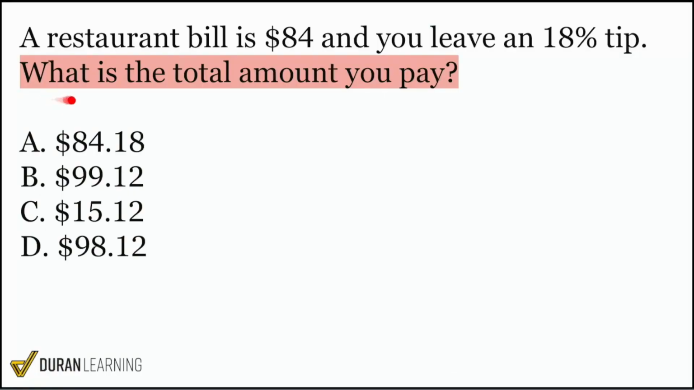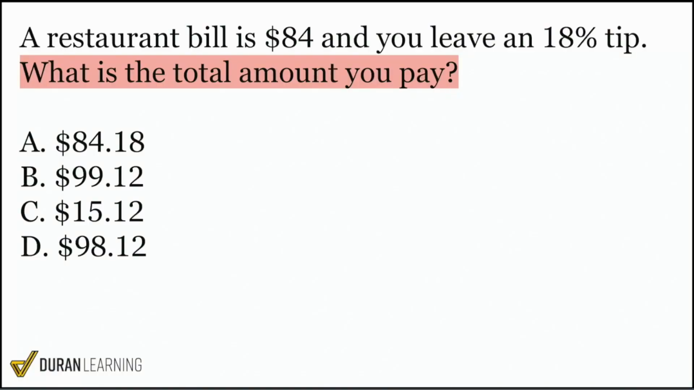So when we read the question sentence, just know that you want the final amount. And when we read through the information, that's going to help navigate us through how we're going to get there. So here it says a restaurant bill is $84 and you leave an 18% tip. What is the total amount that you pay?